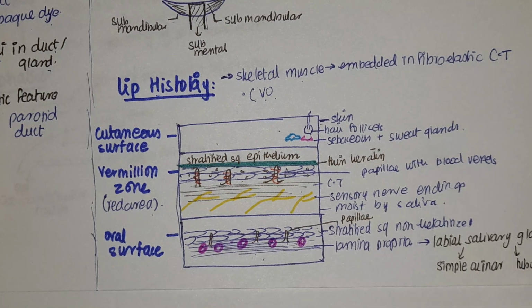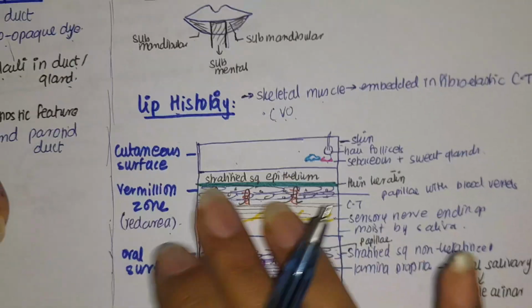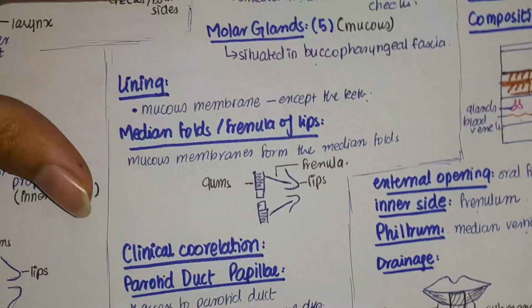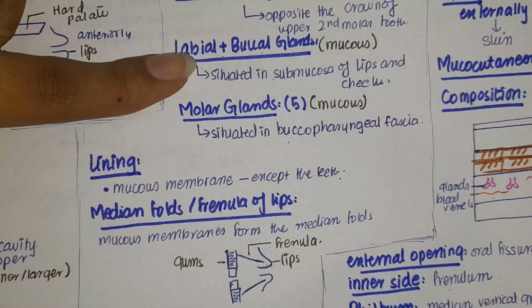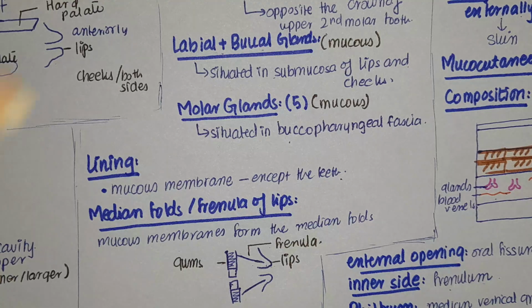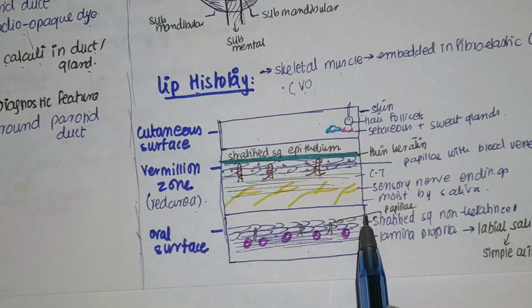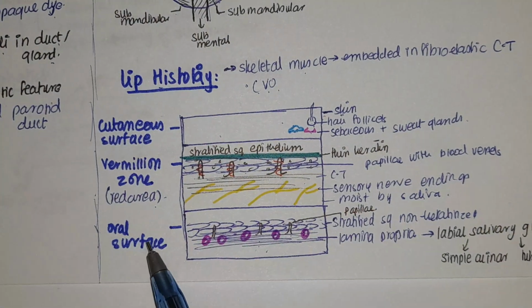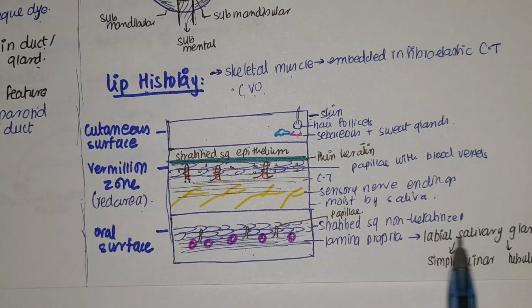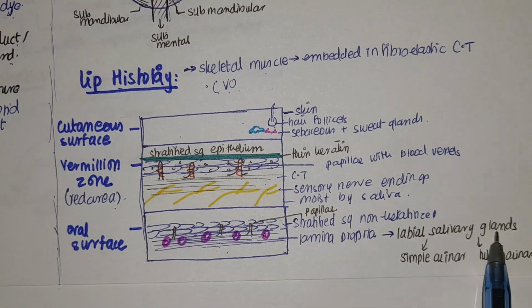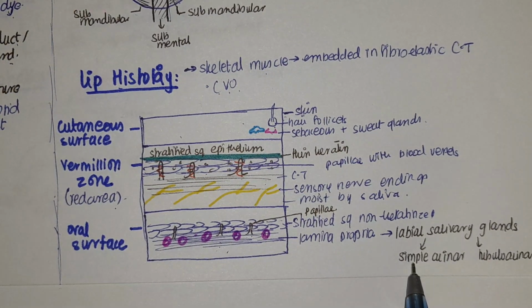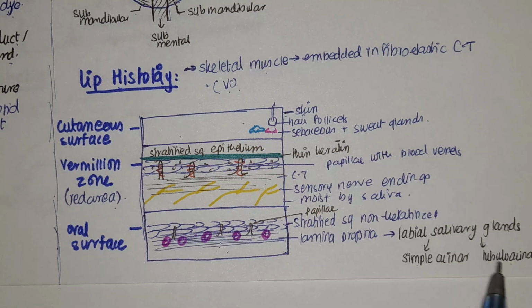These are labial salivary glands, which are mucus glands. You know, the labial glands and buccal glands, both of them are mucus glands. So these labial glands, which are present on the oral surface of your lips, are salivary glands which are mucus glands, and they can be simple SNR or tubulo SNR.